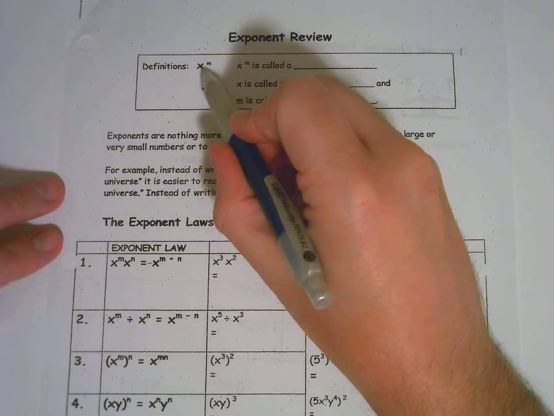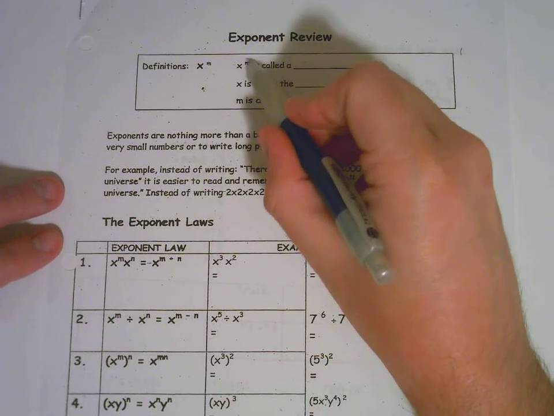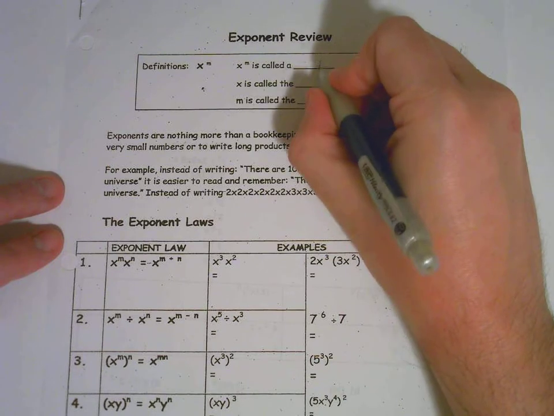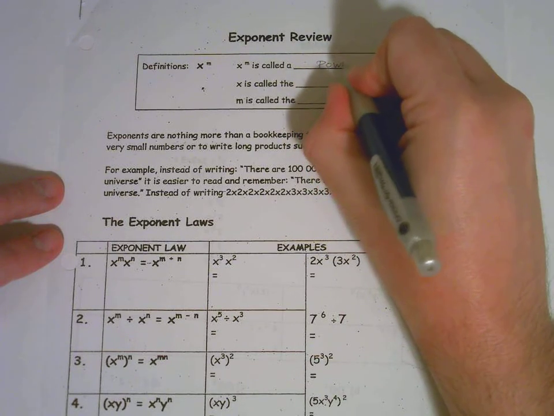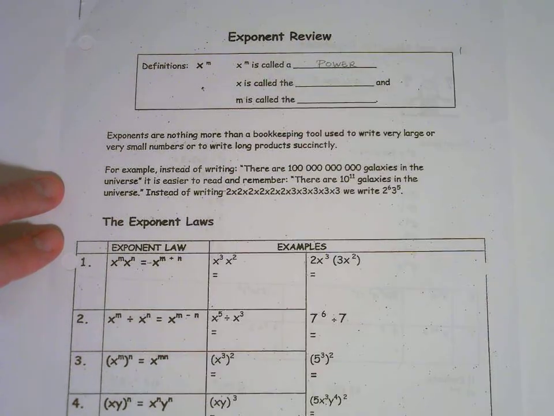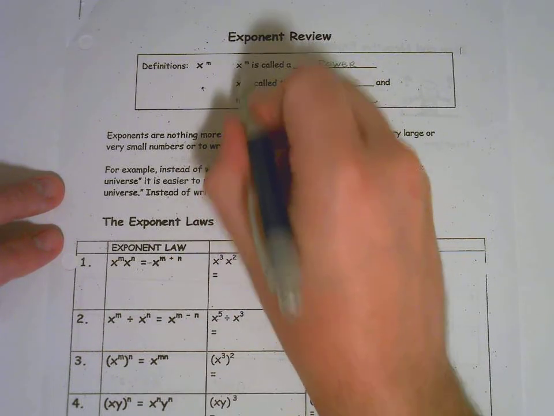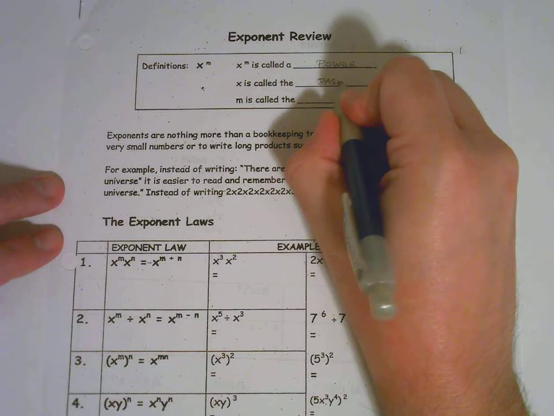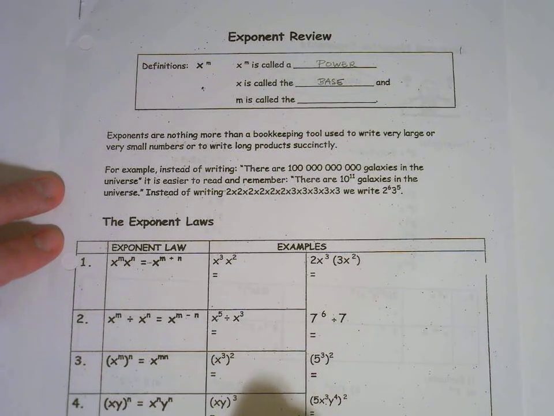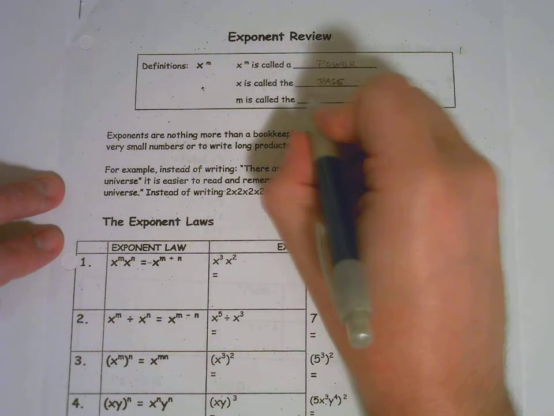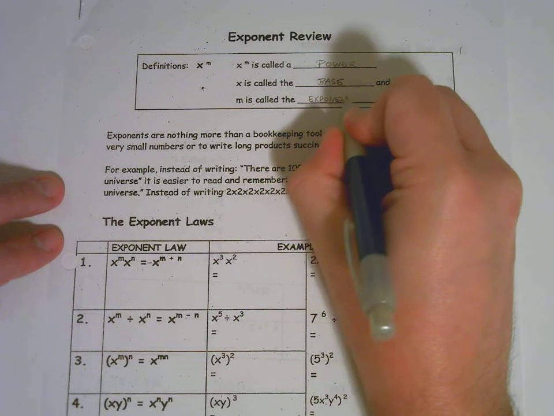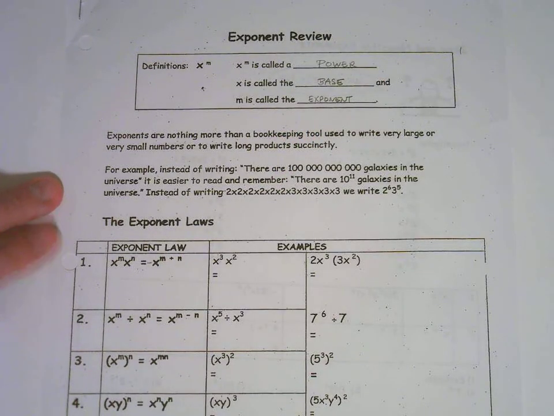Here, if we have something that is x to the m, the entire term that's here, x to the m, this is what is referred to as a power. The x from the power is what is referred to as the base, and the m part there, that is the exponent. Okay, so we're going to be using that terminology as we move through this.